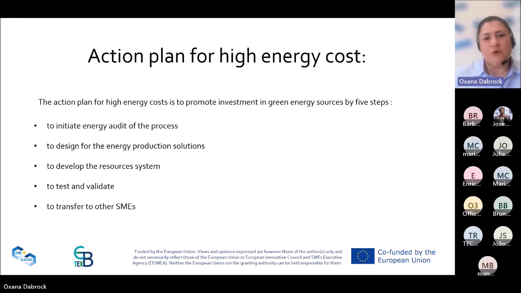And the action plan for the risk of high energy costs has 5 steps. The steps are to initiate an energy audit of the process, to design energy production solutions, to develop a resource system, to test and validate, and to transfer to other SMEs.